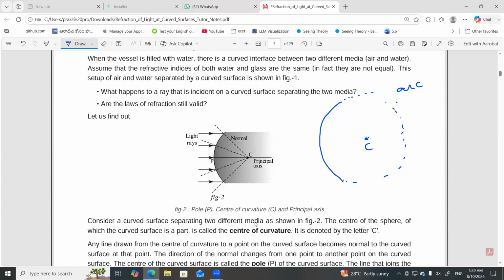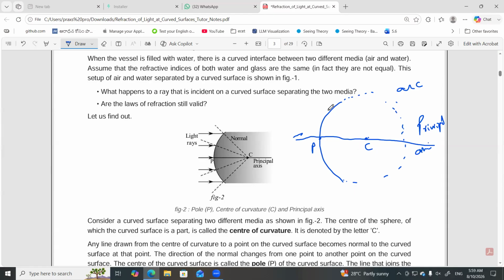And we all know that for mirror we have written the letter P. Here also I'm keeping one letter P, the center of this particular surface. Now the line joining this P and center of curvature, I'm calling it the principal axis. What is principal axis? Principal axis is the line joining the pole and the center of curvature. Here focal length is not necessary, but anyhow.